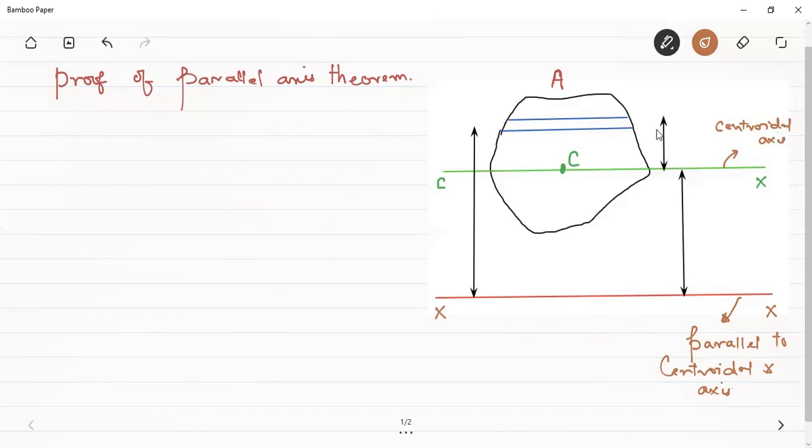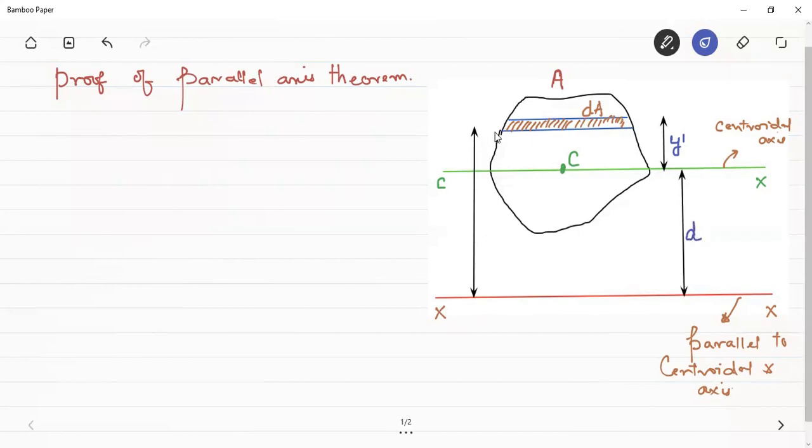There are certain distances which need to be defined, but first of all, let me show that this is the differential element. This is a very small element whose area is equal to dA. And this differential element having an area of dA has been taken at a distance of, suppose, y dash from this centroidal x-axis. Its distance from the centroidal x-axis is y dash, and there is another distance which needs to be defined, which is the distance between the centroidal x-axis and this x-axis about which I am interested in finding out the moment of inertia. Let's denote this distance by d.